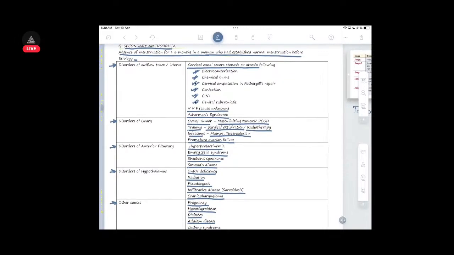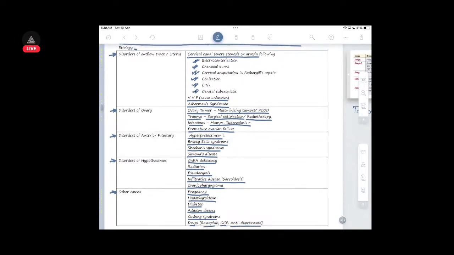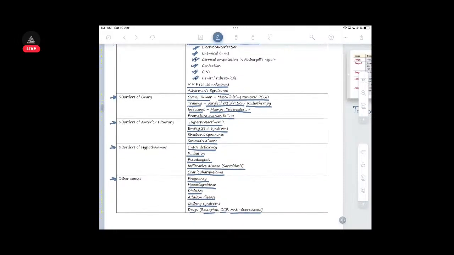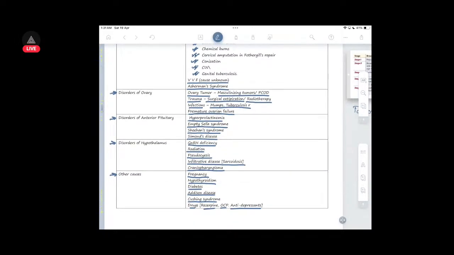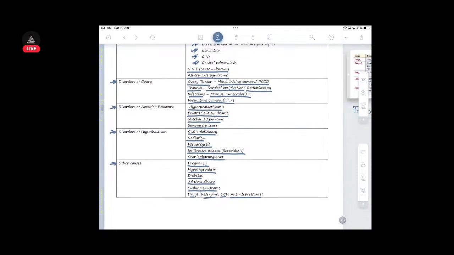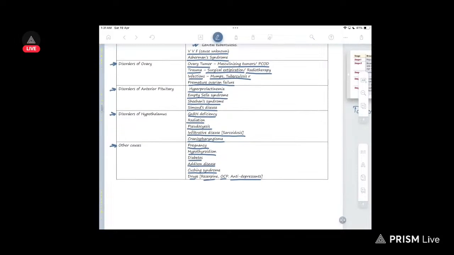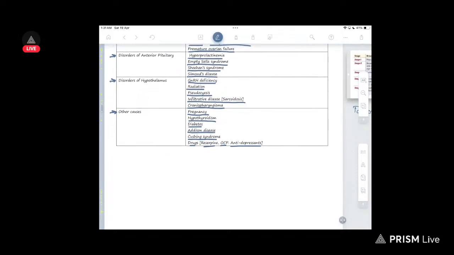So severe cervical canal stenosis, VVF, Asherman syndrome, disorders of the ovary, ovarian tumor, virilizing tumor, PCOD, trauma, surgical extirpation and radiotherapy, infections, premature failure. Disorders of the anterior pituitary, hyperprolactinemia, empty sella syndrome, Sheehan syndrome. Hypothalamus disorders, you have GnRH deficiency, radiation, pseudocyesis, and infiltrative disease.